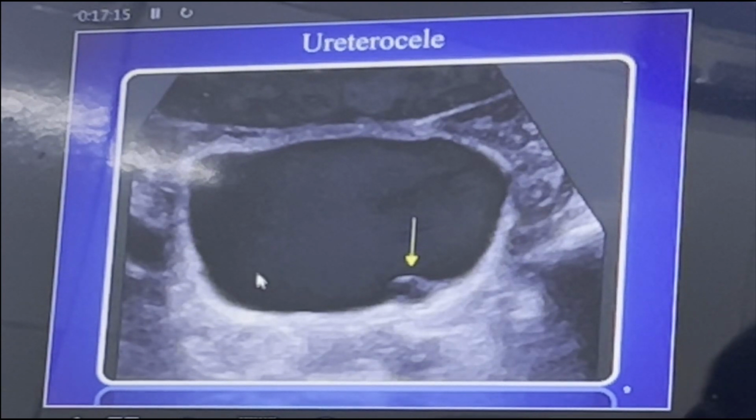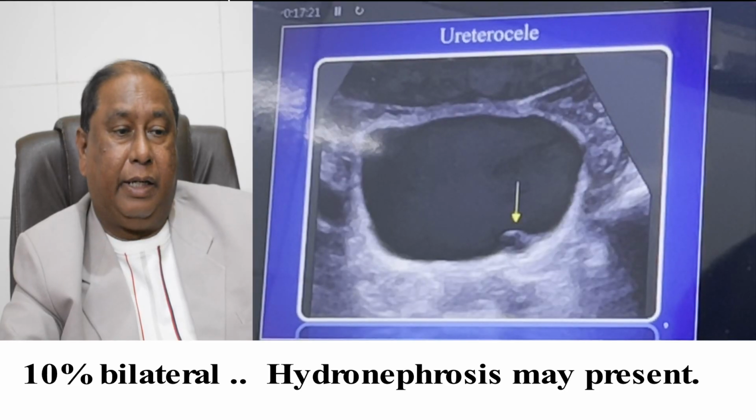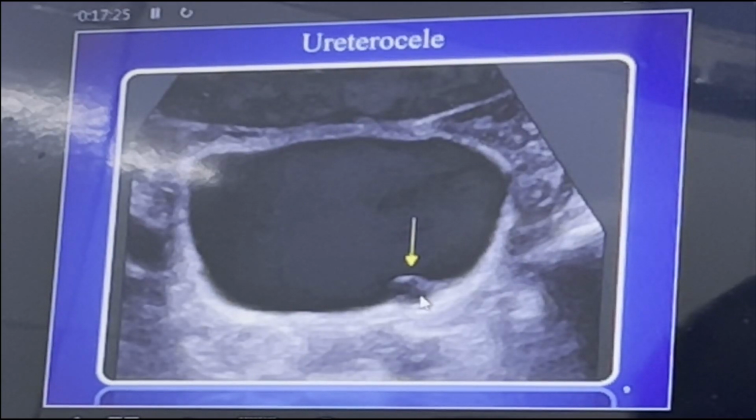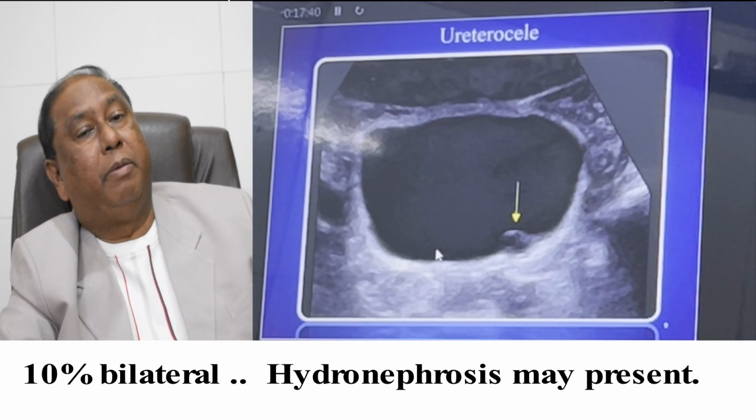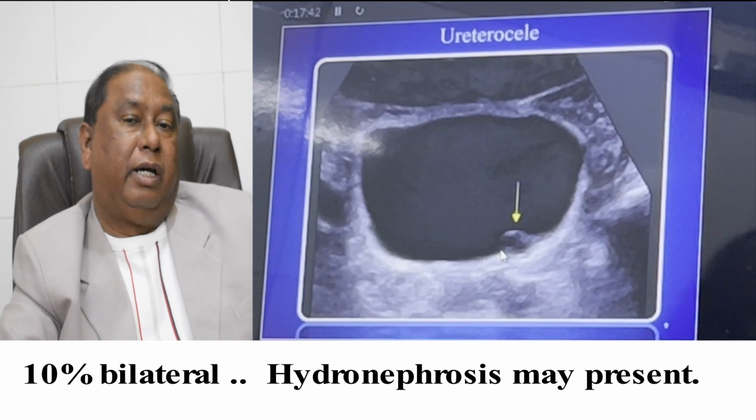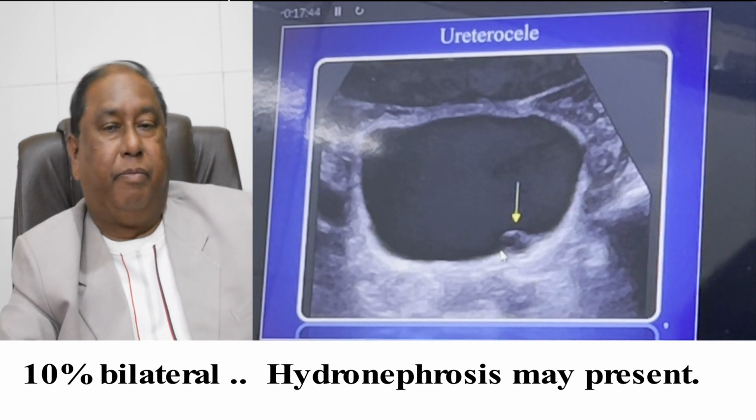It is common in female, and in 10% cases, it is bilateral. Bilateral means two ureters are there. One would be inside this side, another would be in this side. And there may be hydronephrosis. That is, there will be backward pressure over the kidney, so there may be accumulation of fluid inside the kidney.